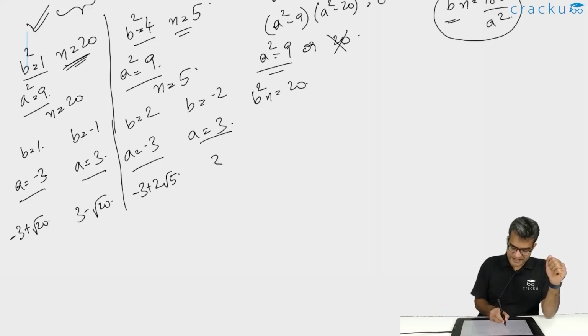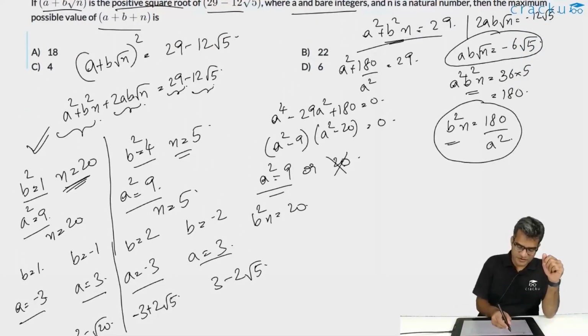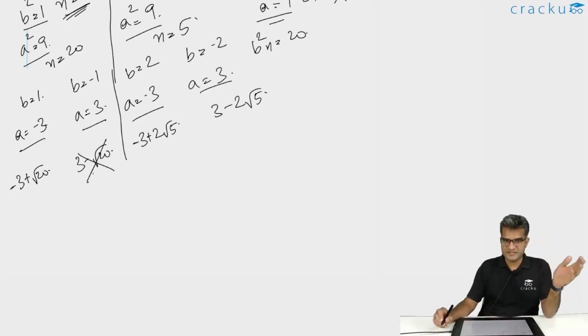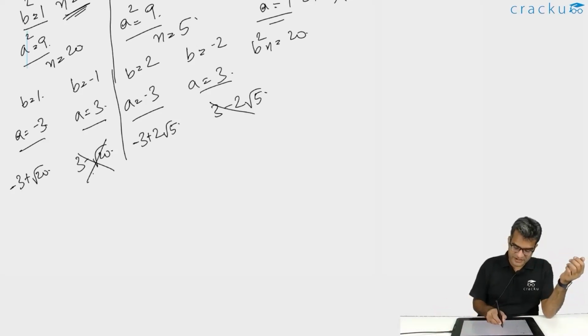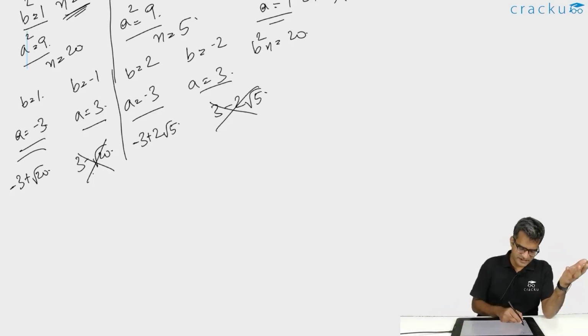Here it will be 3 minus 2 root 5. We know that the particular number is a positive square root. We are told that this is a positive square root. So it cannot be 3 minus square root of 20, because that is negative. Similarly, it cannot be 3 minus 2 square root of 5, because that also is negative. So essentially we are left with only 2 cases, either this case or this case.